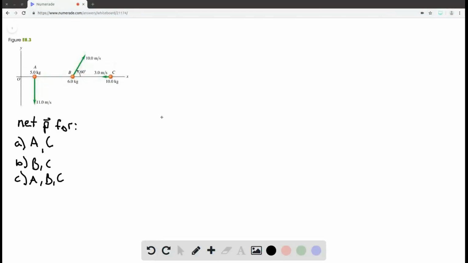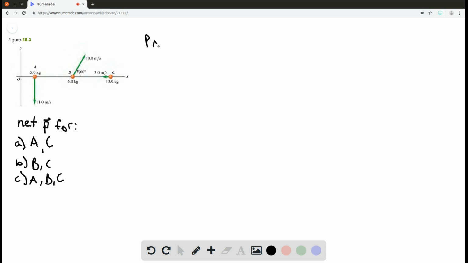So this is problem 8.3. Here we have several objects that are moving in the plane, and we're told their masses and their speeds and shown what the directions of their velocities are. And so now what we want to do is find what the net momentum for various combinations of these objects is. So first for A and C, what is the net momentum for those two? B and C, and then all three of them considered together as a system.